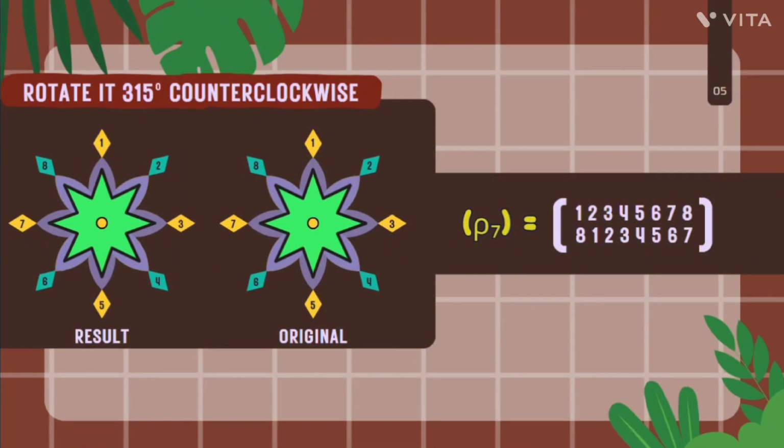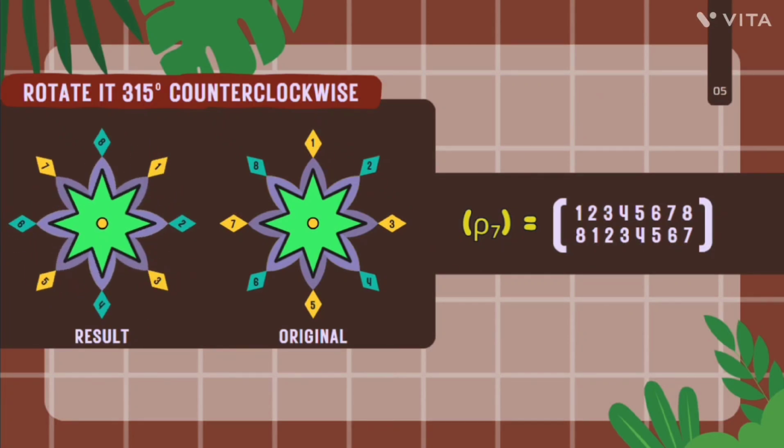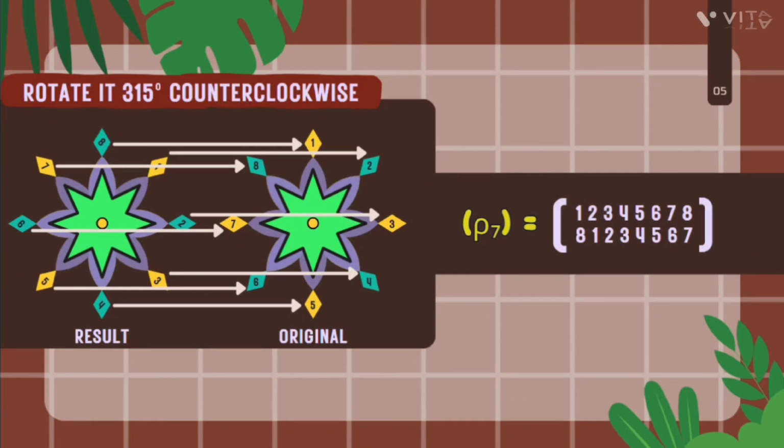Same process pa rin sa mga nagawa natin. So, the movement that we are going to do is rotate the model 315 degrees counterclockwise. After rotating it 315 degrees counterclockwise, as you can see, nasa taas na yung 8. So, this will be the mapping. So, 8 maps to 1, 1 maps to 2, 2 maps to 3, 3 maps to 4, 4 maps to 5, 5 maps to 6, 6 maps to 7, and the last one is 7 maps to 8.